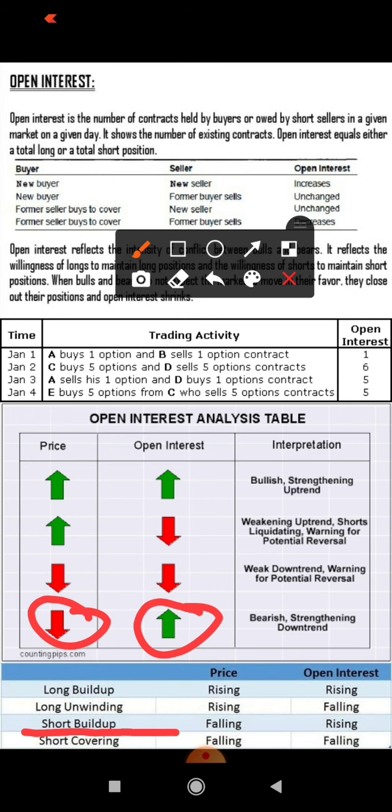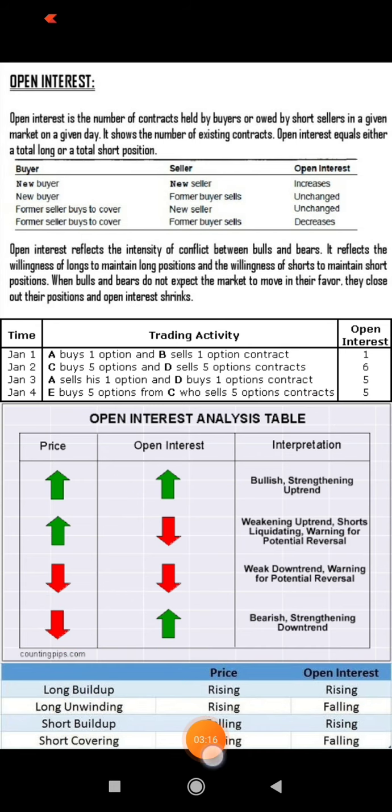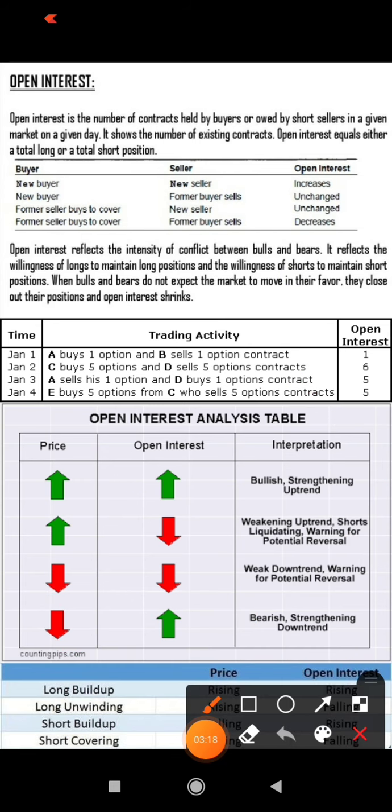So short build up suggests the bearish trend of the stock. The stock will start to crash downwards. So that is a short build up. And so these are the two extreme cases.